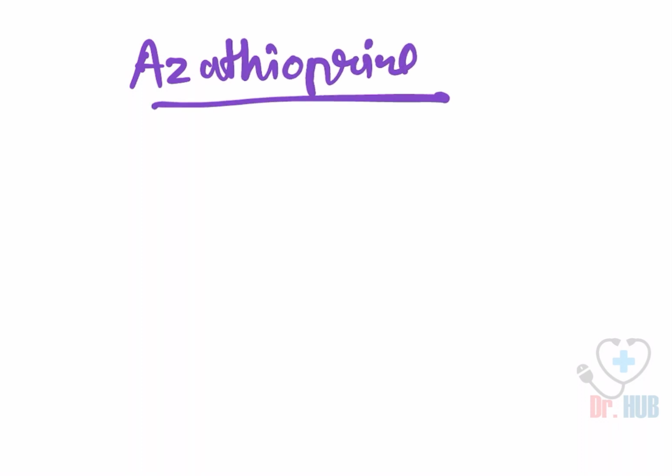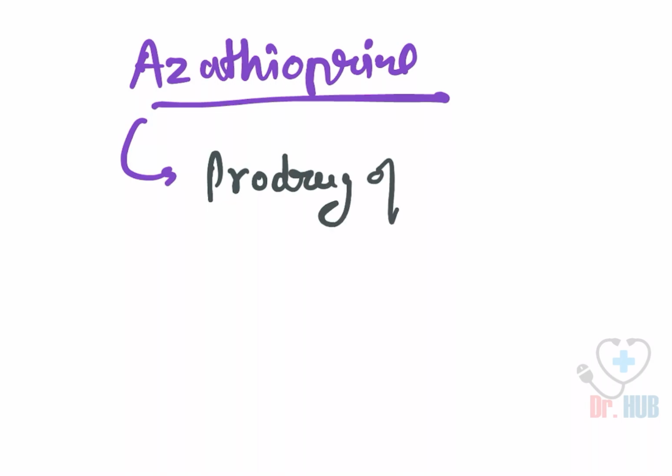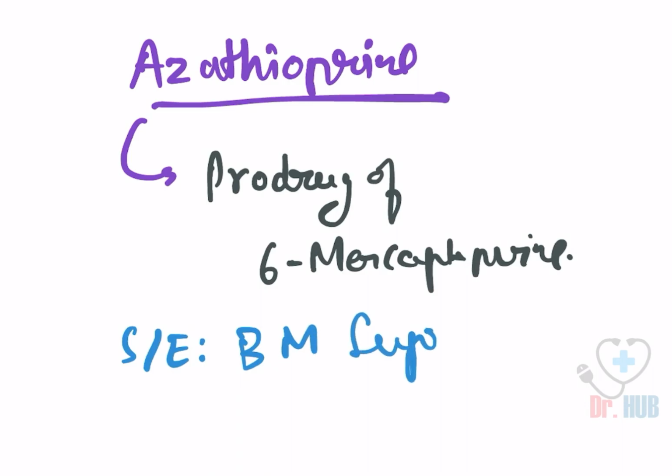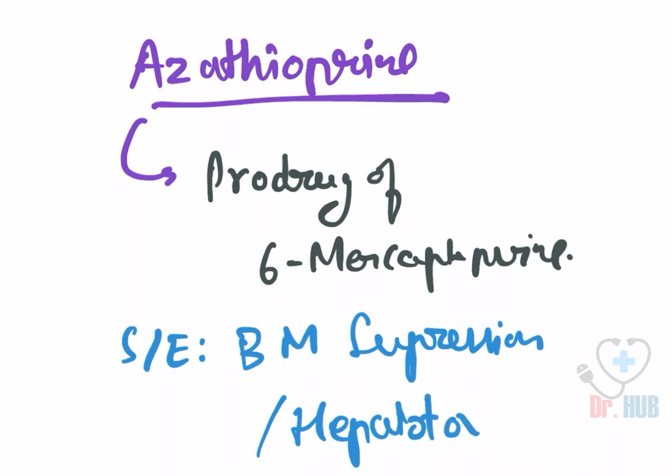Next, we look at the azathioprine. So the azathioprine, it is a prodrug of 6-mercaptopurine. So looking at the side effects, it leads to the bone marrow suppression as well as the hepatotoxicity.